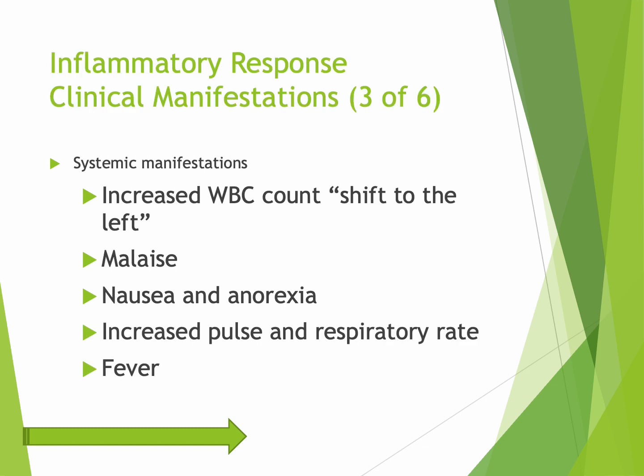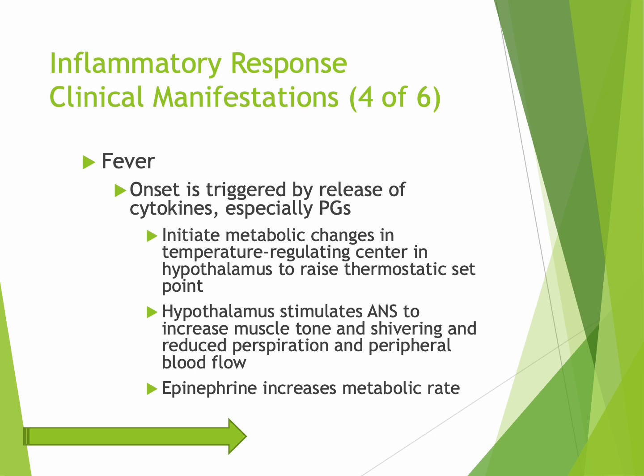So again, with this, we're going to see an increase in white cell count, or what they call the shift to the left. We're going to have muscle weakening and achiness. We're going to be nauseous. We're not going to want to eat. There's going to be a higher pulse and a higher respiration rate. There's going to be a fever, obviously, while we're trying to reactivate all of this damage. And I want you to remember that the fever is an onset that's triggered by the release of the cytokines, especially those prostaglandins. And also know that we initiate these metabolic changes in temperature regulating centers in the hypothalamus to raise the thermostatic set point, because the hypothalamus is where we have that temperature regulation.